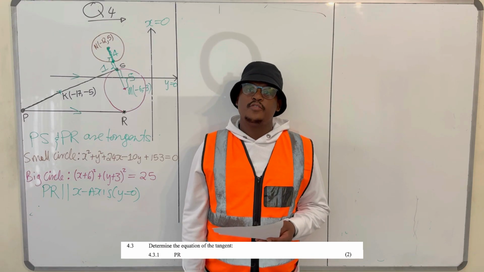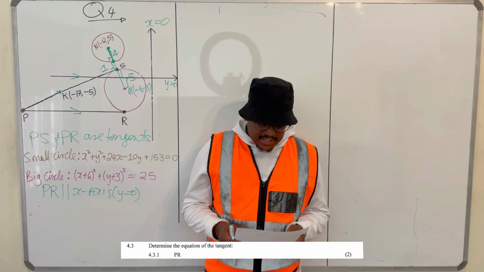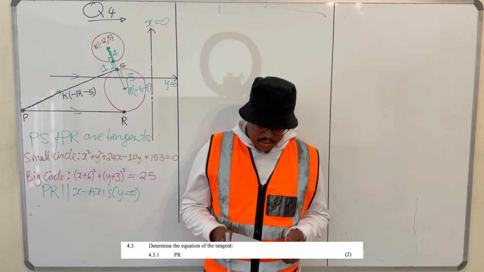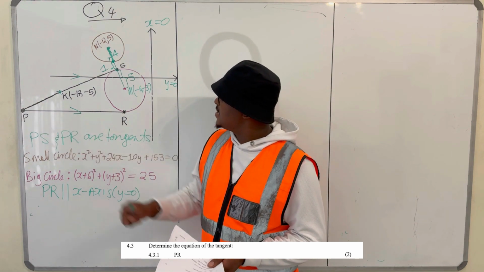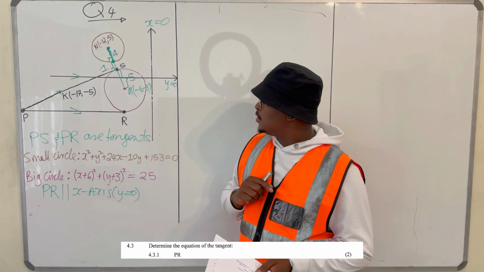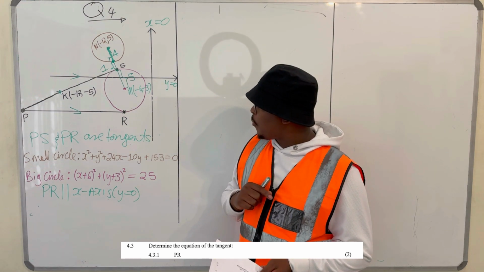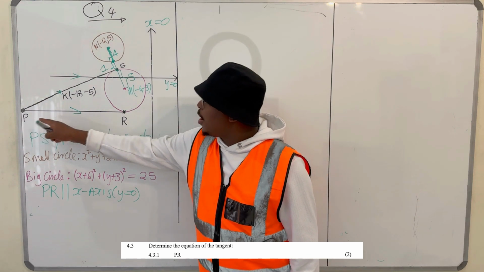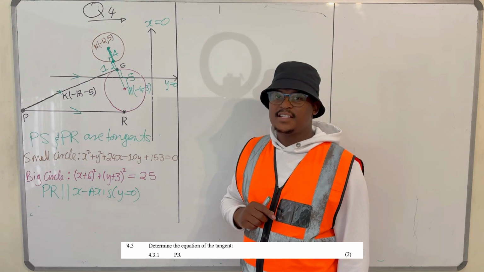So now we're doing 4.3. So let's go. They are saying determine the equation of the tangent PR. So they want us to find the equation of this tangent PR here. No problem. So one thing that we know about this line is that the equation is horizontal, right?